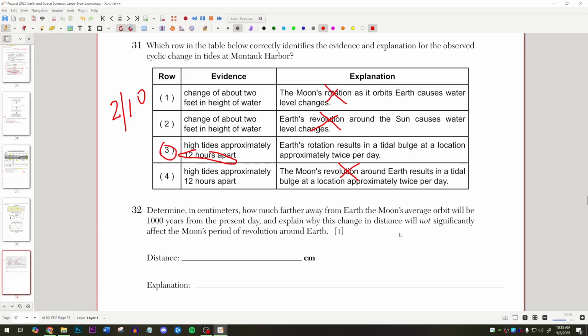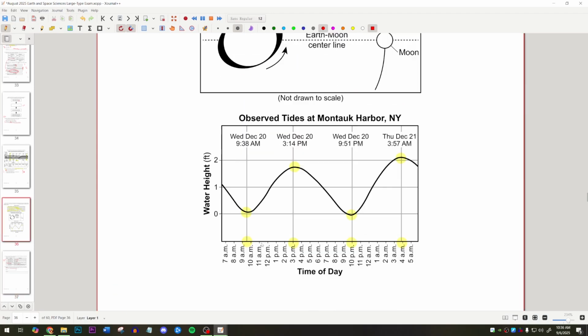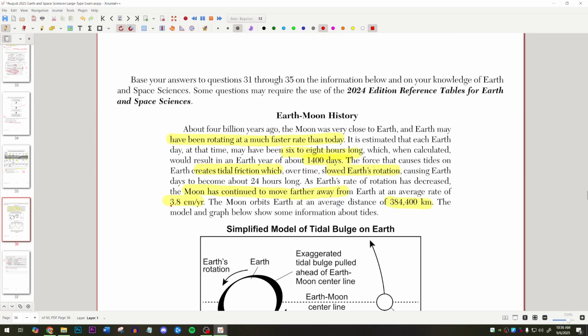Determine... Okay, here we go. A little math. In centimeters, how much further away from the Earth the moon's average orbit will be 1,000 years from the present day, and explain why this change will not significantly affect the moon's period of revolution around the Earth. Okay, let's do one thing at a time here, because even I'm like, ugh. All right, we just got to get the rate of change, which said 3.8 centimeters per year.